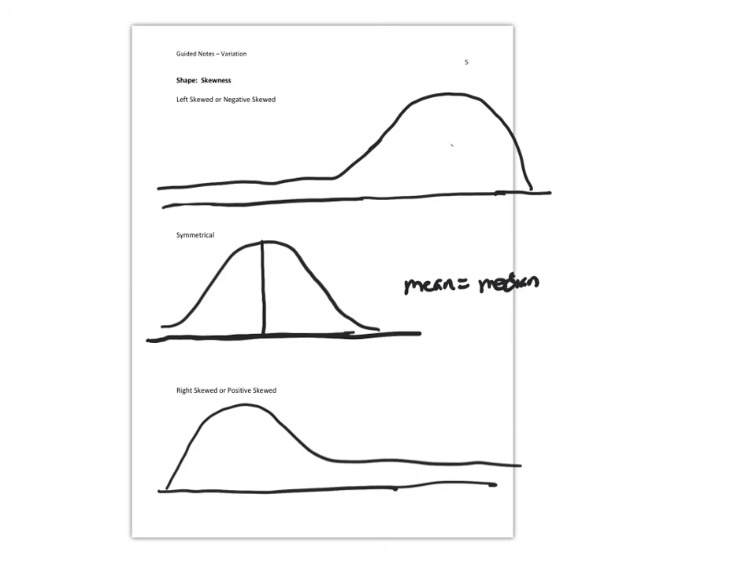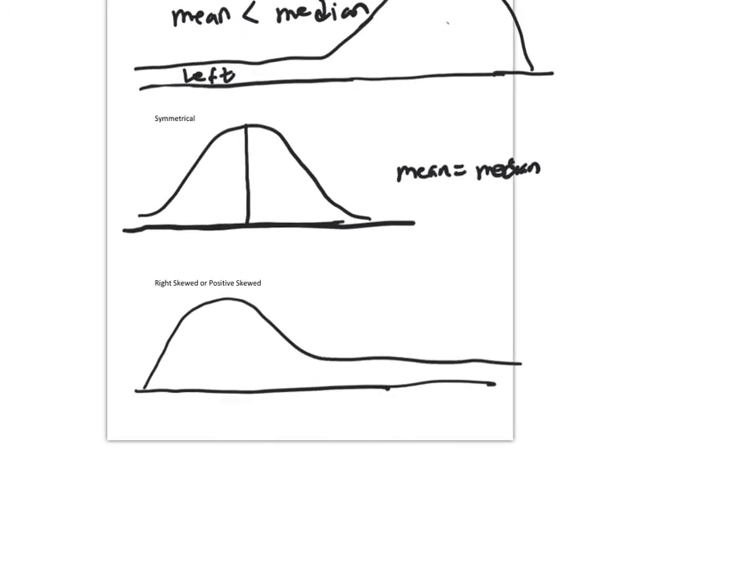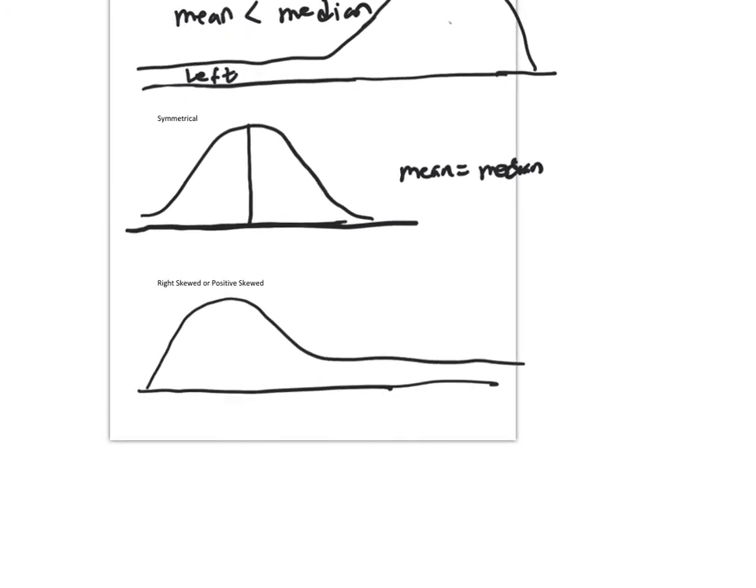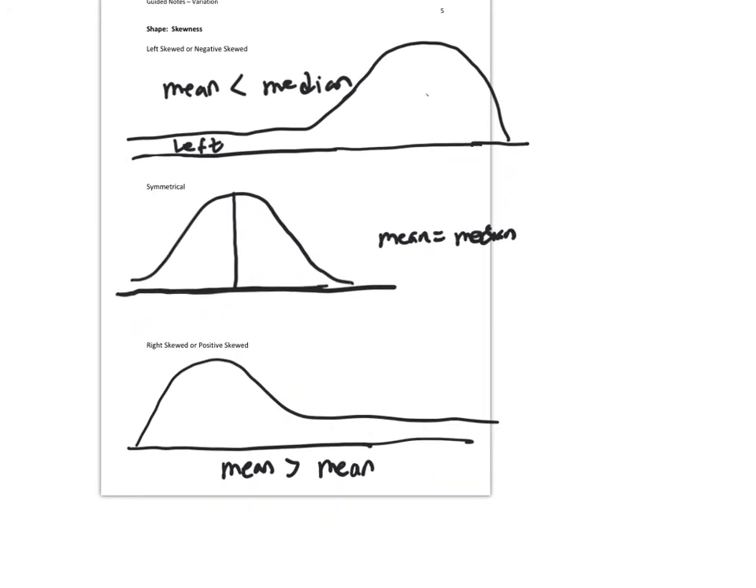Now go back to the top. This is left skewed. It's pulled out more in the left tail. In this case, when it's left skewed, your mean is less than your median. The bottom one, right skewed, is positively skewed. It's pulled out in the right tail. And here, the mean would be greater than the median. You will graph data and look to see if it's symmetrical, left or right skewed, so you need to know how to tell the difference between these three.